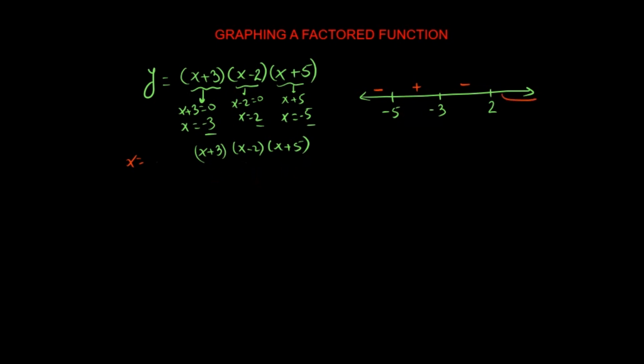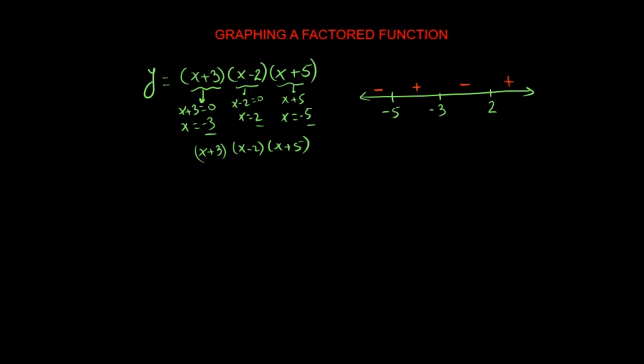In the last segment between 2 and infinity, I will go with 3, which is somewhere here. When x is 3, then 3 plus 3 is a positive number. 3 minus 2 is also positive. 3 plus 5 is positive as well. Overall, you are multiplying 3 positive numbers, so the answer has to be positive. That means the last segment will give you a positive value.